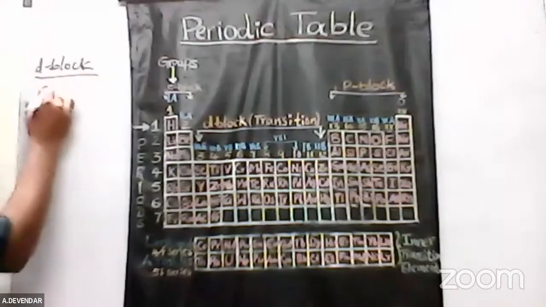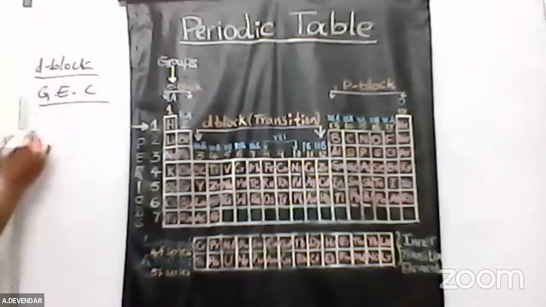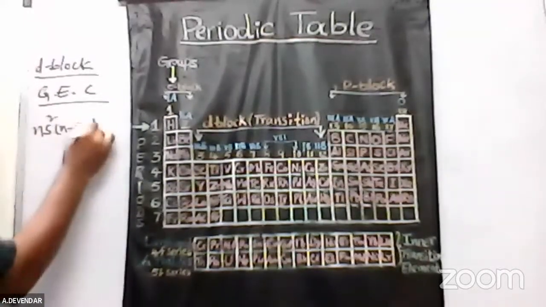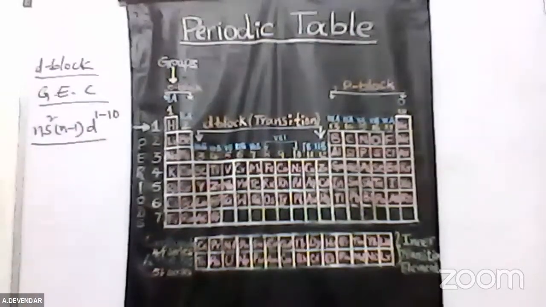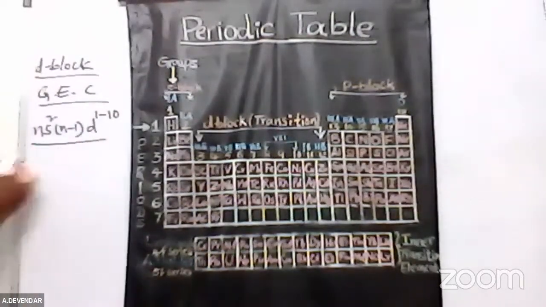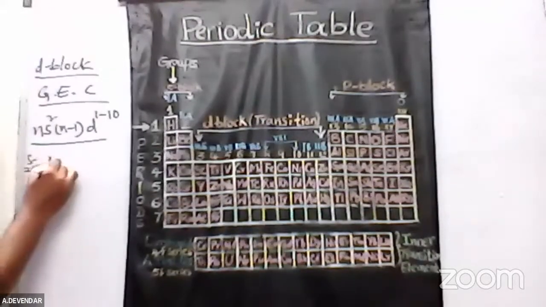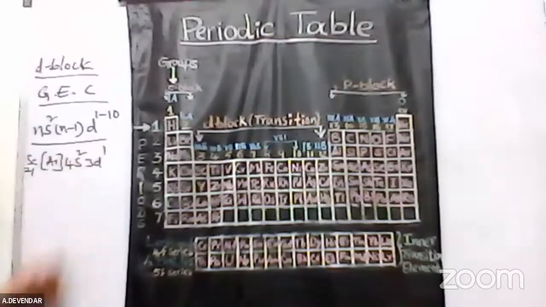D block element general electronic configuration, GEC. This is nothing but ns2 (n-1)d1 to 10. This is the general electronic configuration of d block elements. If you see, scandium is the 21st element. What are you writing? Argon in short form, 4s2 3d1.